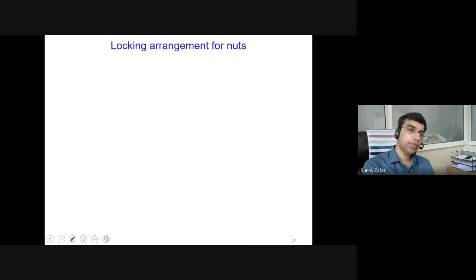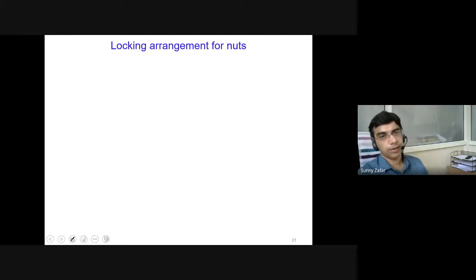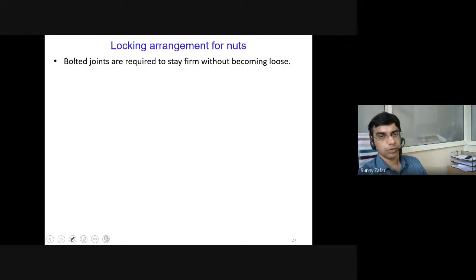Next, we come to another important aspect with respect to threaded fasteners, which is the locking arrangement. Locking arrangement is very important for threaded fasteners in moving parts, especially where there are vibrations. There may be a situation where the nuts get loosened. If the nut becomes loose, the integrity of the structure is compromised and it may lead to fatality or accident. So certain arrangements are made to lock this up, which we are going to see now.